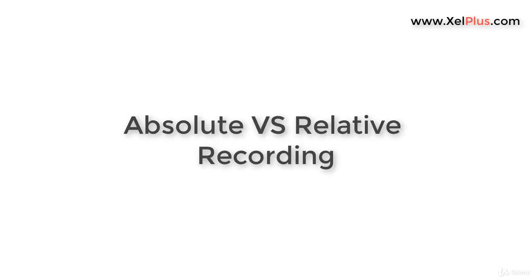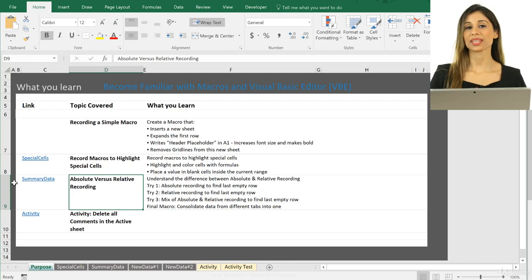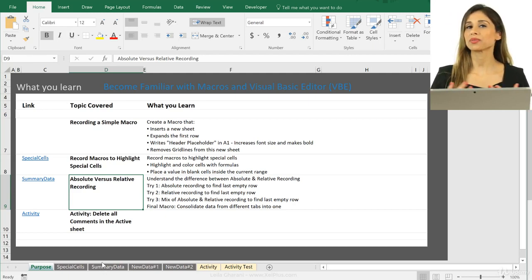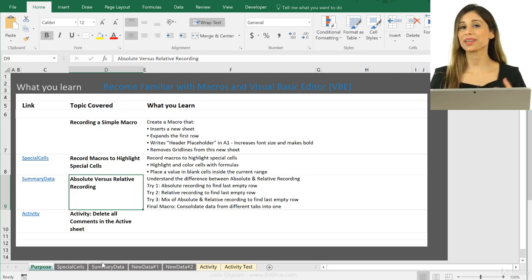What we're going to do in this lecture is to create a macro that's going to copy data from different tabs into a summary tab. Here, the concept of absolute versus relative recording becomes really important. Now, the thing is that it can also become your biggest headache if it's not done properly.